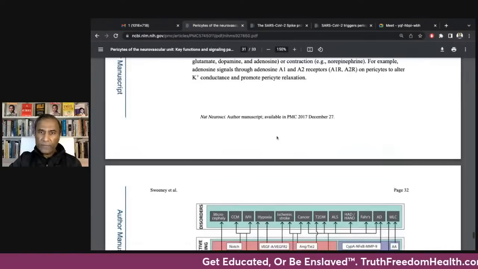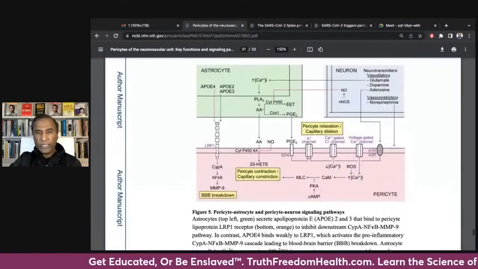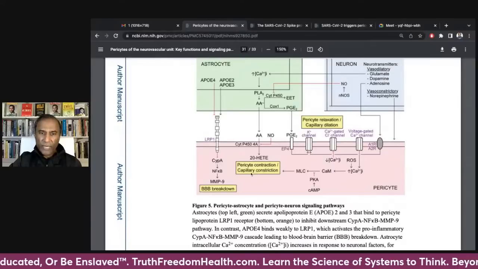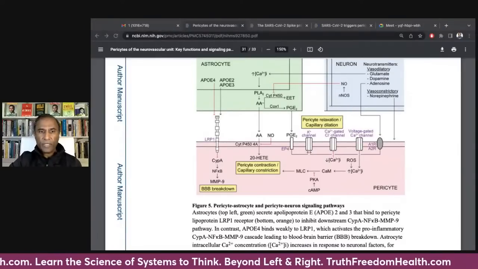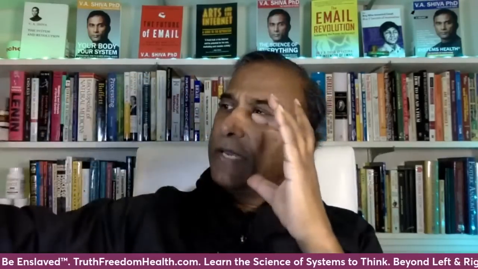Now, when you look at this and you go back to one of these important diagrams, you see that the pericytes are involved in contraction and capillary constriction. So what do I mean by that? Let me explain. You have this long tube, okay? And the pericytes are sticking on the sides of this tube, which is a capillary at the micro level. And what's important is the pericytes control the constriction or the dilation of that tunnel. So if you think about it, the pericytes can squeeze it or let it dilate. So vasoconstriction or vasodilation, okay?